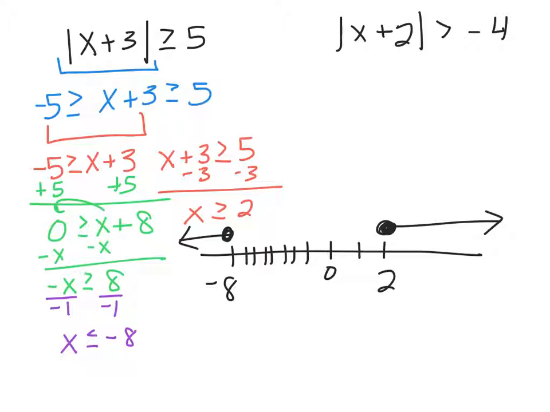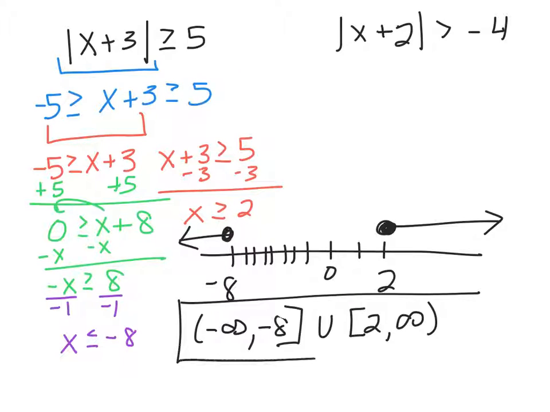So to write my final answer, I'm going to write two inequalities. From -infinity to -8. Oops, I need a bracket there. So let's erase that and put a bracket. Union from 2 to positive infinity. So there's my final answer.